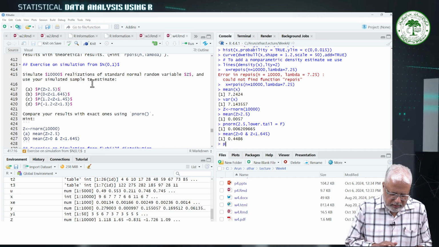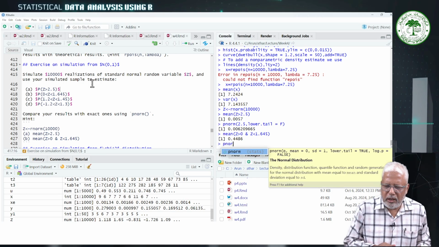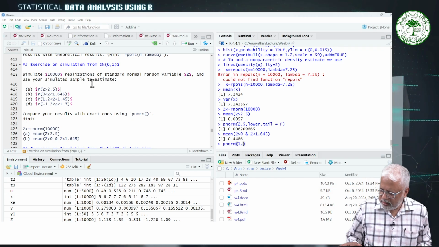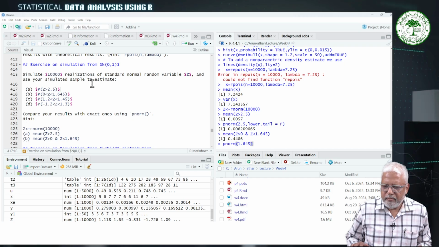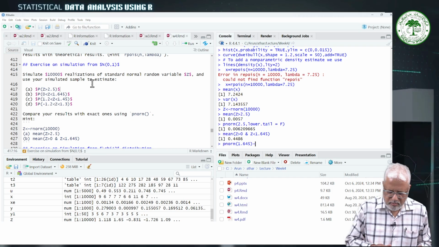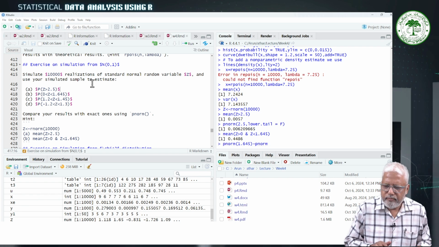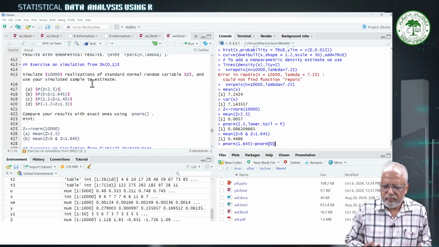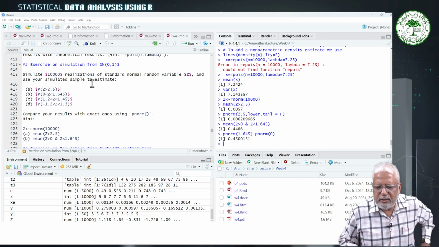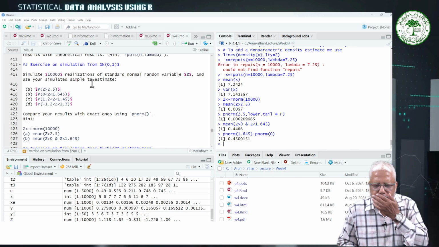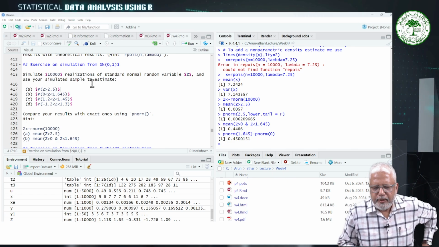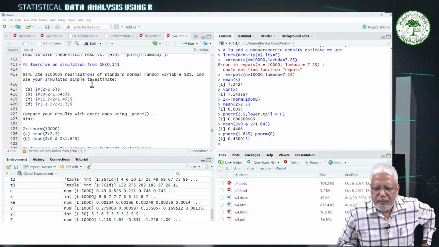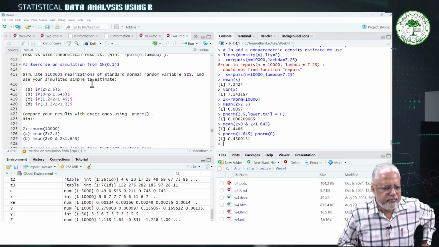Now see what the exact result is. pnorm 1.645 minus pnorm 0. Again we are getting the same result, 0.4486 by simulation and 0.45 by using exact results. So here the simulation result matches the exact results.